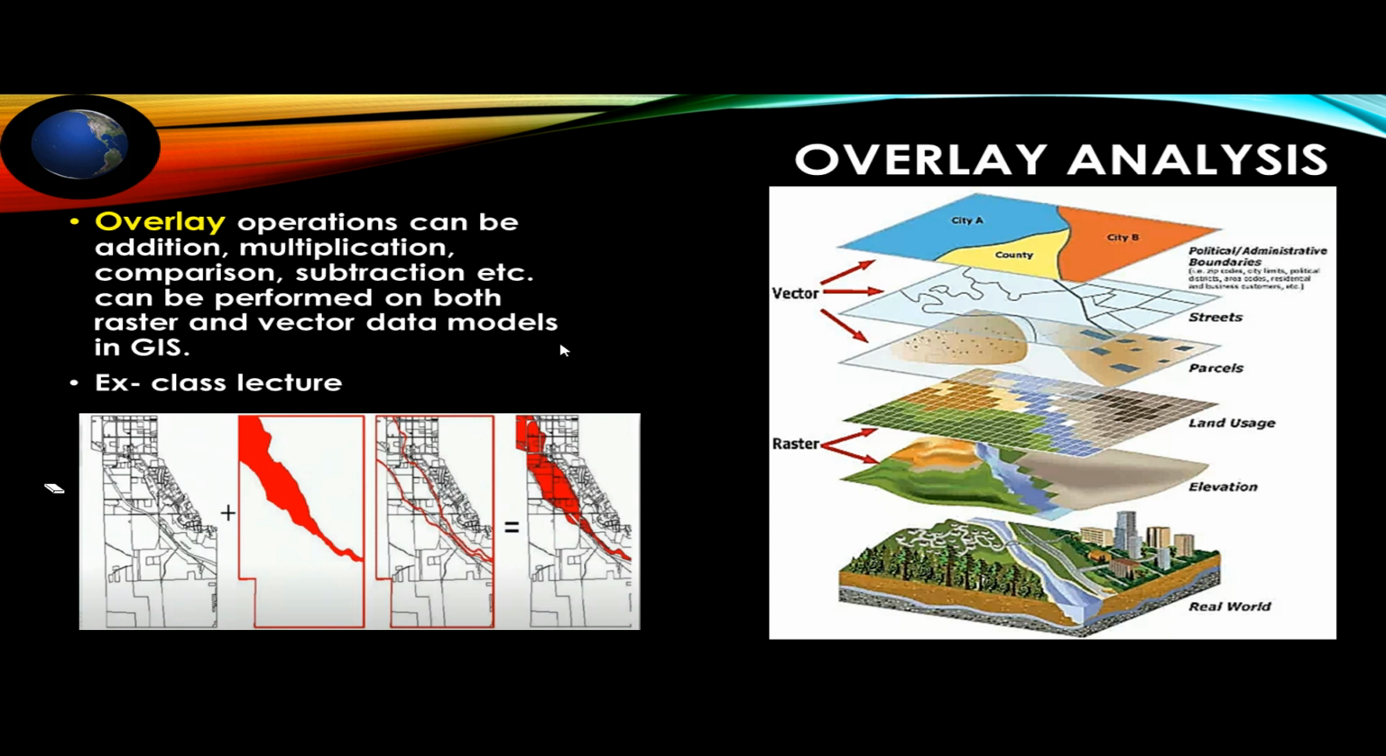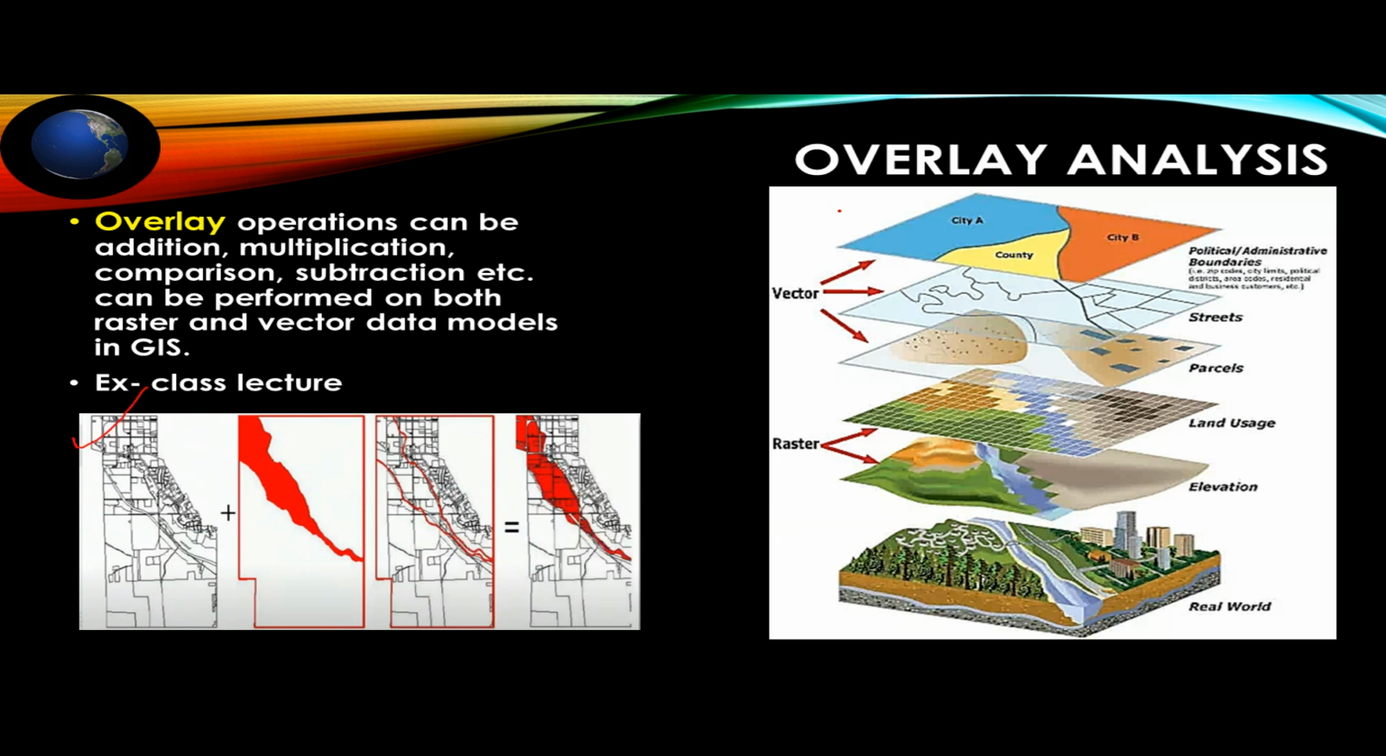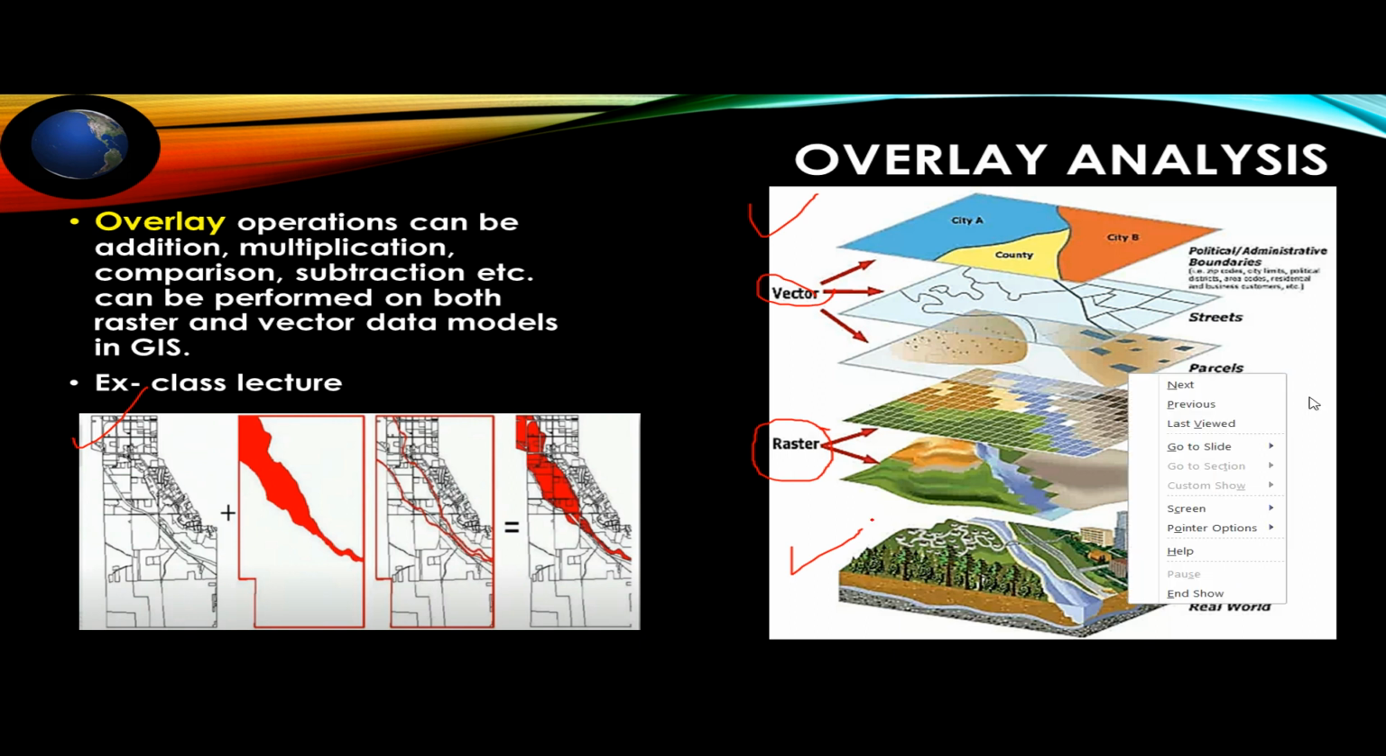So this is the class example, as I showed you. This example I have taken from Google, showing you the vector and raster data, how the overlay operation works to understand real world features more accurately. Okay, I hope I'm clear to you guys.